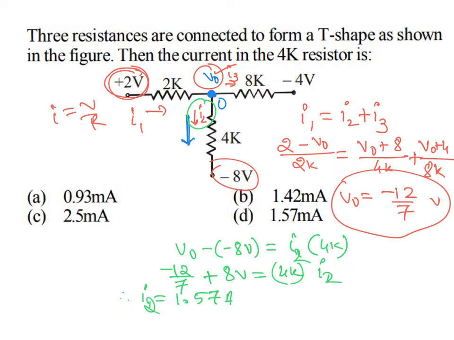Okay, so this is 1.57 milliampere. 10 to the power of minus 3, 4K will become 10 to the power minus 3. So that's the reason why option D is the right answer for this question. It's a very good problem. Try to go through this problem once again. If you don't understand, just comment in the comment box so that I can help you.